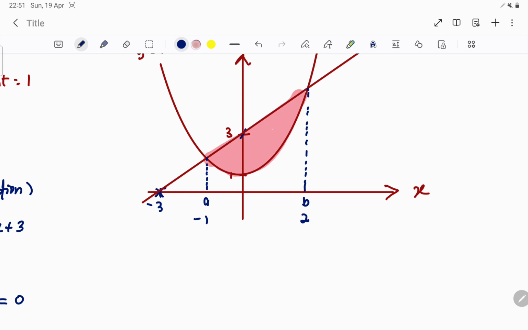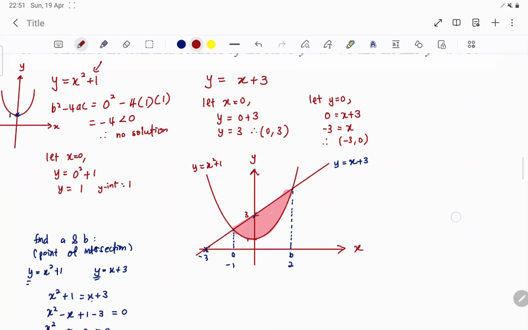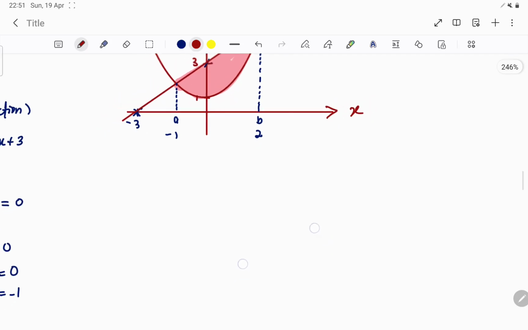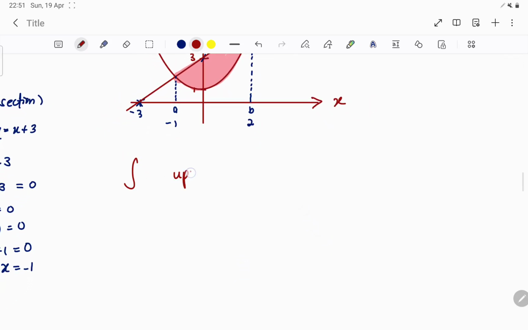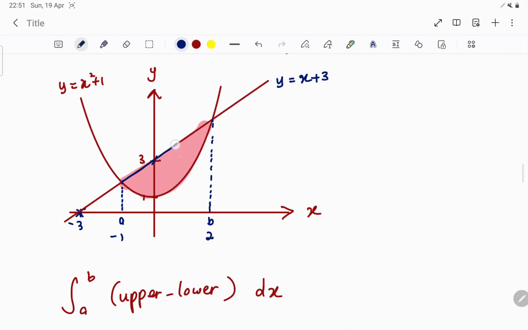Okay, now we can solve our question where they ask us to find the total area bounded. So to find the total area bounded, okay, what you have to do is remember upper minus lower, dx, then integrate starting from a to b. So where is our upper right now? From the shaded part, we see that the straight line is our upper, right? y equal x plus 3 is our upper. And then obviously, lower is our quadratic. Okay, this is our lower.